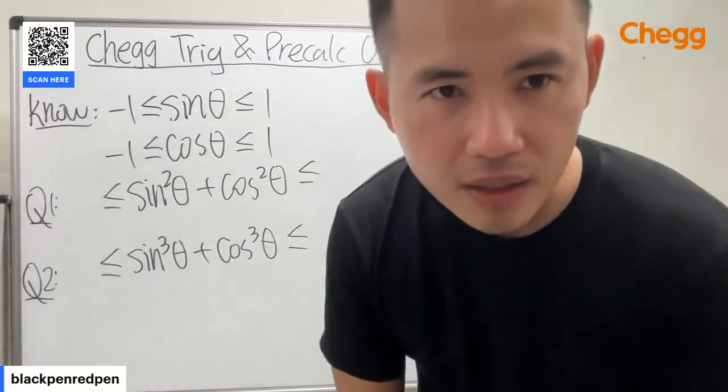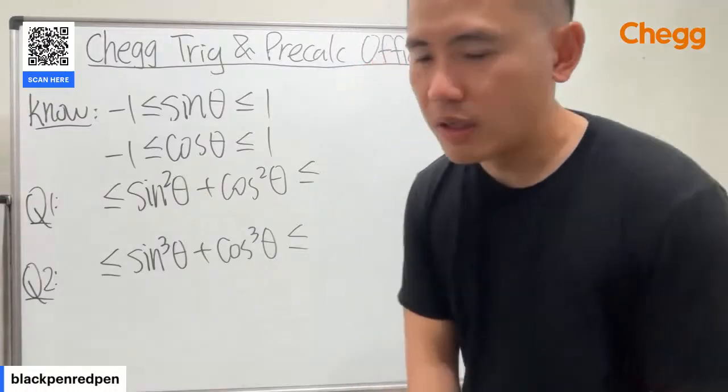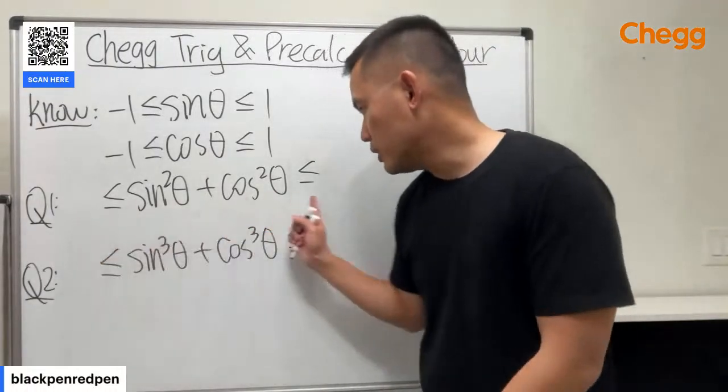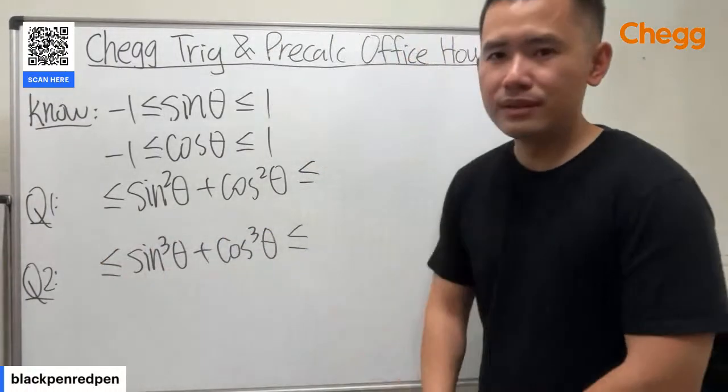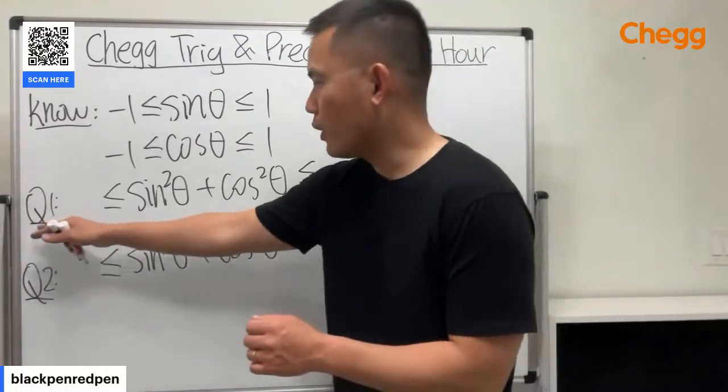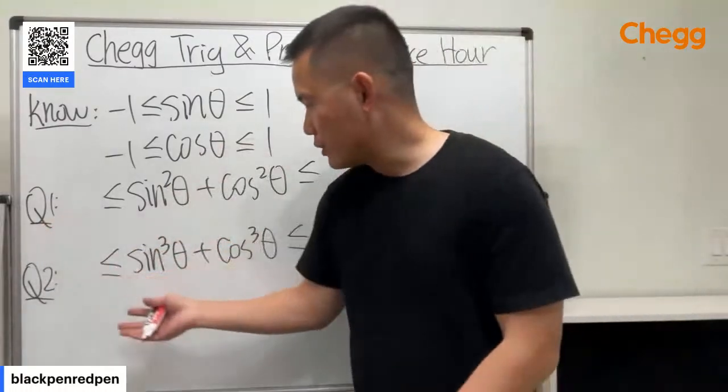For the last 3 minutes or so, I will let you know the answer for number 1 and number 2. So just put down that question 1 is between what and what, and then question 2 is between what and what.